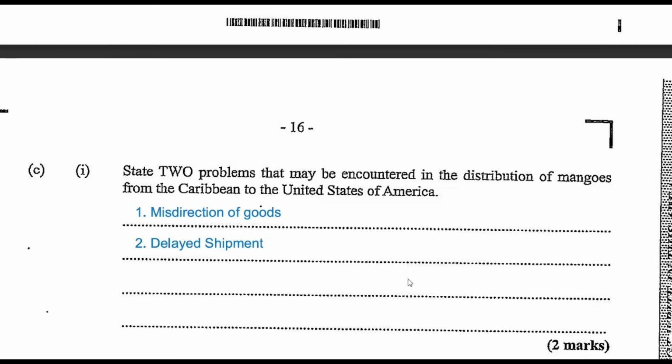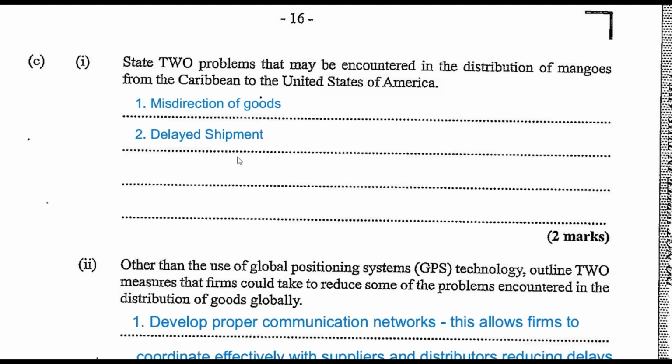Now moving on below. State 2 problems that may be encountered in the distribution of mangoes from the Caribbean to the United States of America. Well, problems that may be encountered include misdirection of goods as well as delayed shipment.